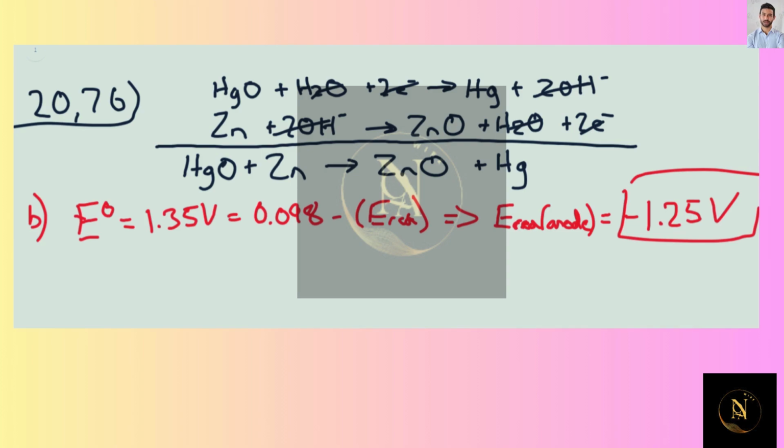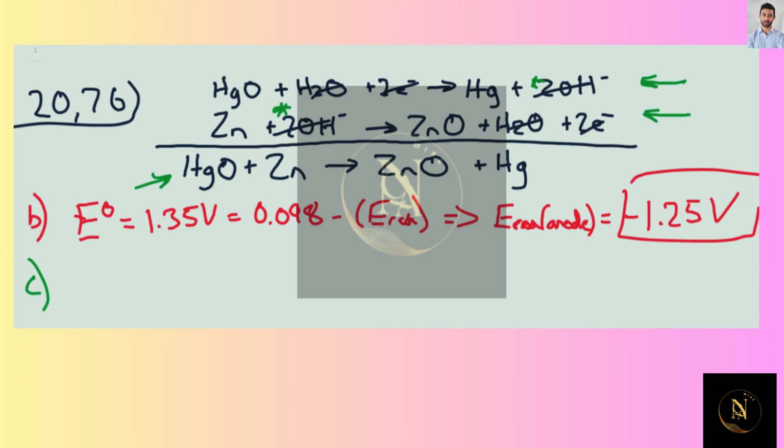Then they ask us, why is the potential of the anode reaction different than would be expected if the reaction occurred in an acidic medium? The reason this would be different than what we would expect for an acidic medium is because, if we look directly at the overall reaction, we don't immediately see it. But if we look at each of the half reactions, we can see that OH is a product or reactant for both of them.